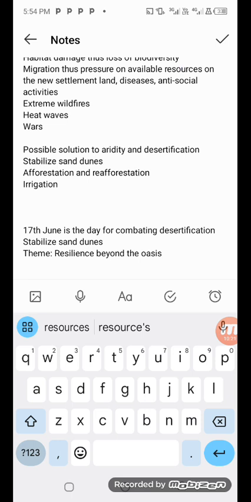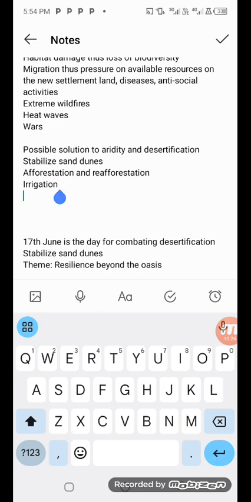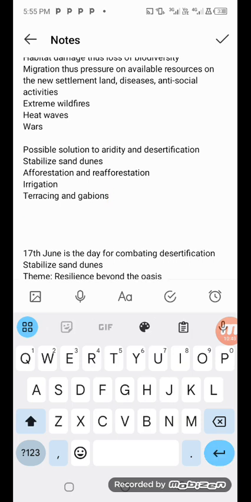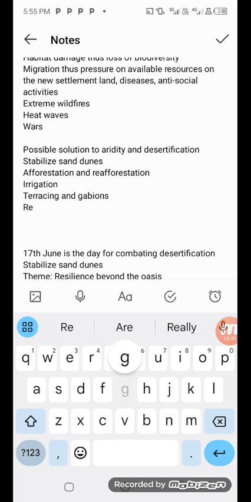Possible solutions to aridity and desertification include stabilizing sand, afforestation, proper irrigation. We can have terracing and gabions, etc. Also regulating the stock, that one is in terms of livestock.